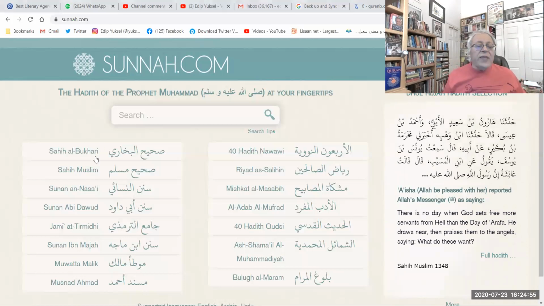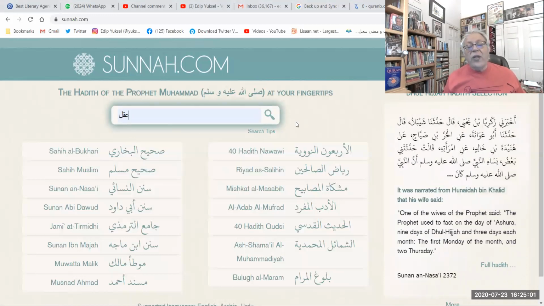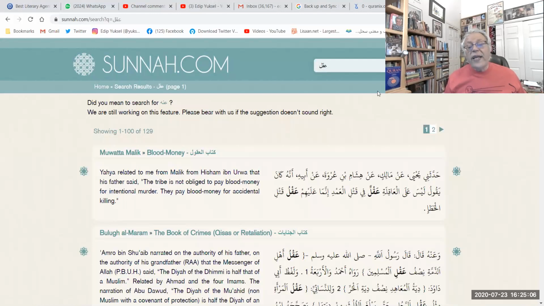Now, let's forget about Bukhari, all of them, and we are going to check aql. How many times is the word aql mentioned in this? 129. In all these books, 6 hadith books, volumes, more than 10 times the volume of the Quran. Now, these thousands of hadiths, there are only 129 of them. You know, Quran has 49. Multiply by 10, if the frequency was parallel to Quran, it would be about 490.